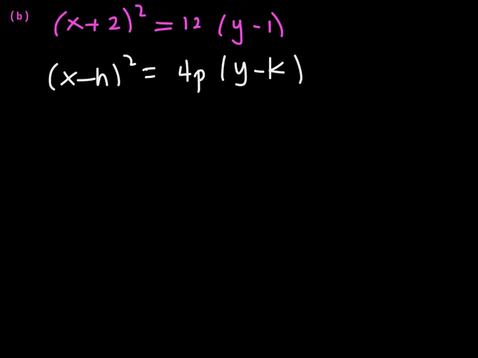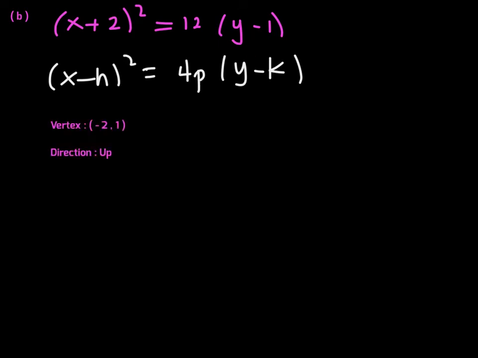Now listen. X is being squared, so you either have a parabola opening upward or downward. But because 12, this coefficient, which represents 4p, is positive, we know p is positive, so that must mean our parabola is opening upward, okay? Now, we can see what our vertex is. It's -2, that's h, -2, +1, and our parabola is going upward.